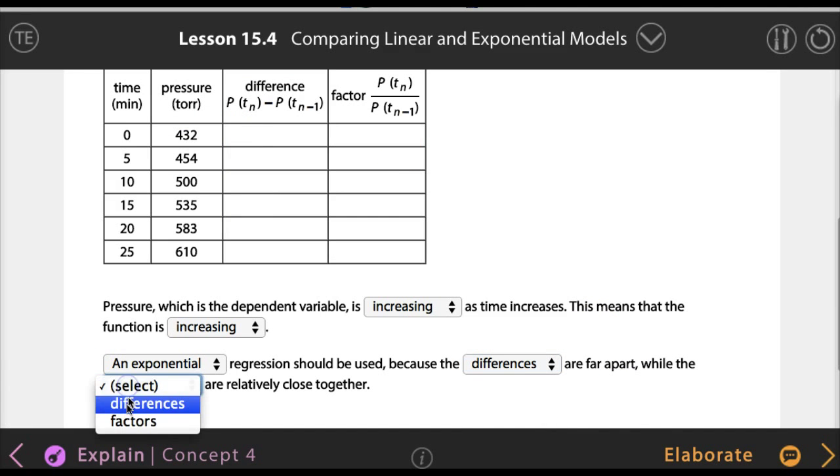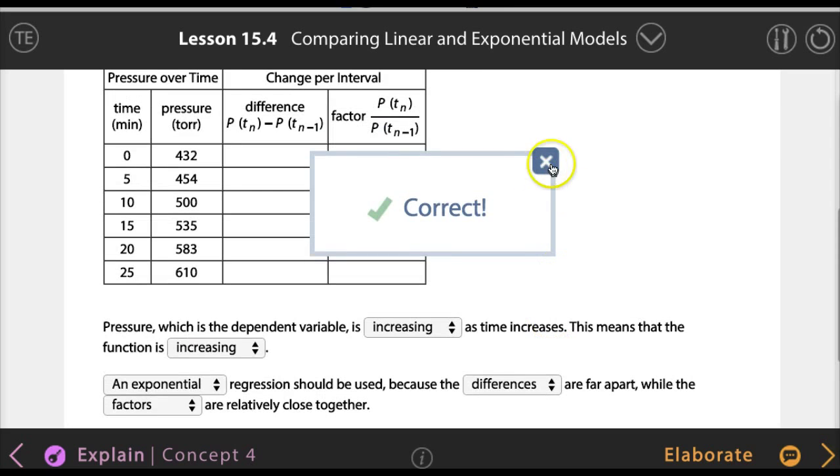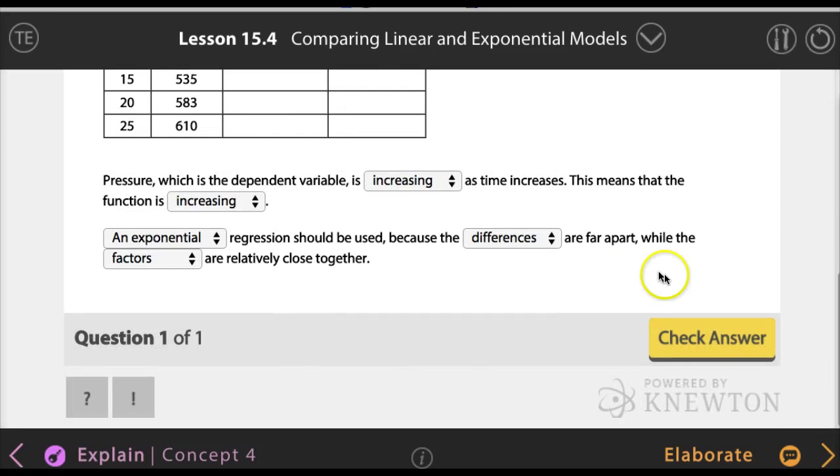While the factors, meaning the numbers over here, were very similar, relatively close together. And then I'm going to check my answer. And of course it tells me it is correct. But that was not the end of it.